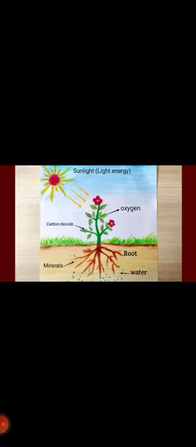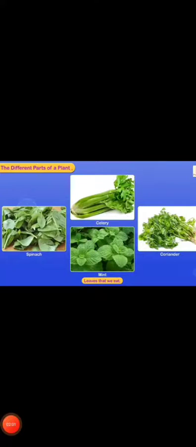Plants need three main things to make their food: sunlight, carbon dioxide and water. Chlorophyll helps to trap the sunlight, and they get carbon dioxide from the air. And minerals and water are absorbed from the soil. So by using these things, they prepare food for the plant. We can also eat some leaves as vegetables like spinach, celery, mint, coriander, etc. These leaves are edible, and these leaves also store food for the plant.